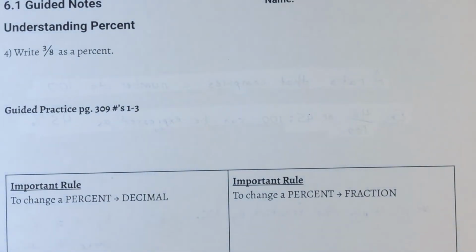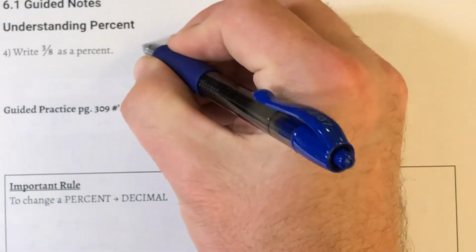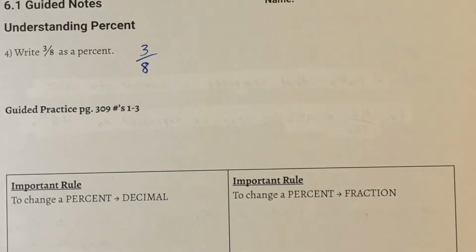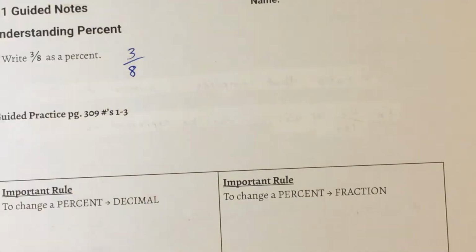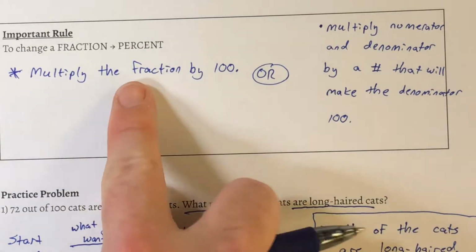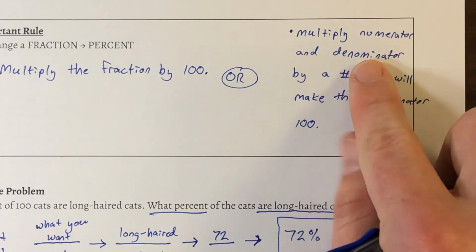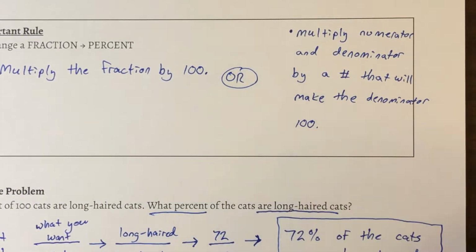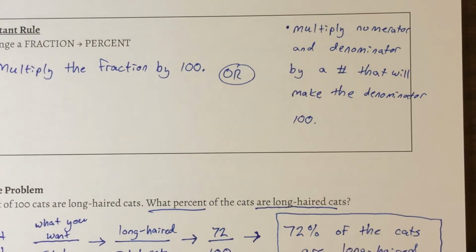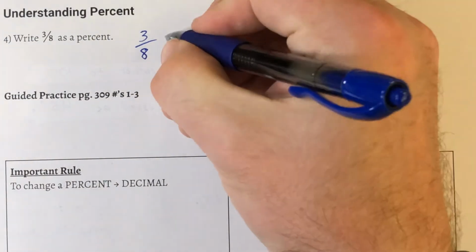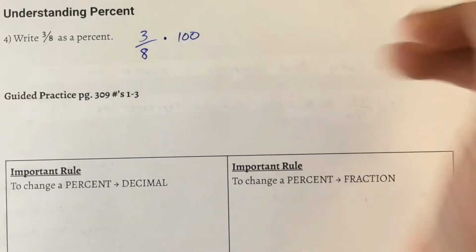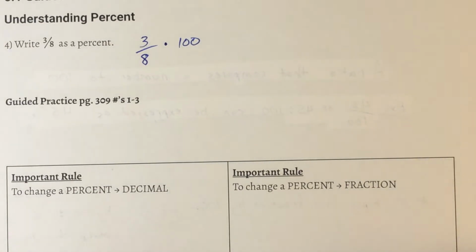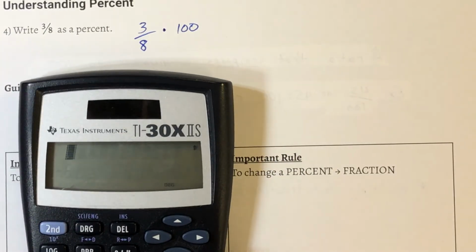Write 3/8 as a percent. Now, which rule would I use? Which one would work best? Multiplying by 100 or multiplying the numerator and denominator by something that will make the denominator 100? I don't know how to make 8 turn into 100 easily. So we're going to use the primary rule. It always works. Super simple. So to change a fraction to a percent, multiply it by 100, and every time it will make its journey to a percent. So let's do that.